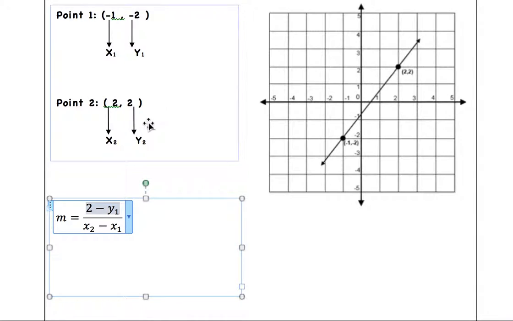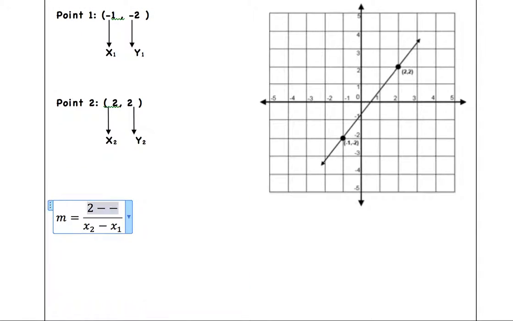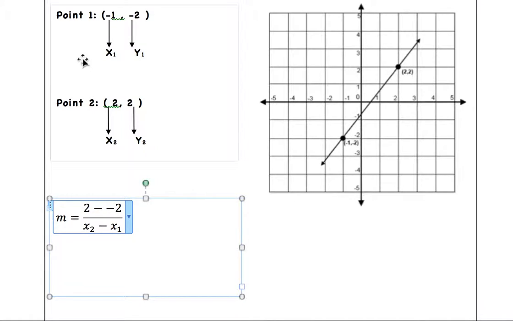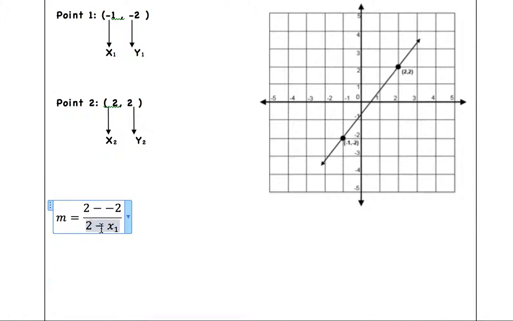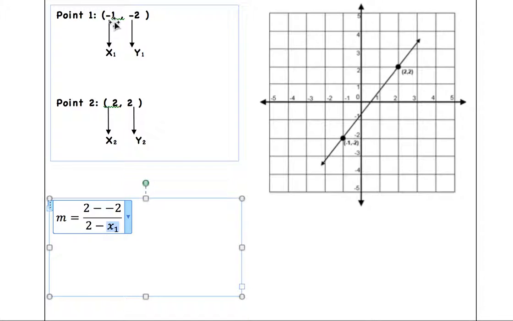Minus y1. I go to point number 1 and I look at the y coordinate. It's -2. All right, let's go to x. I go to point 2. I look at x, and it's 2. I go to point number minus x1. I go to point number 1. I look at my x-coordinate, and it's negative 1.